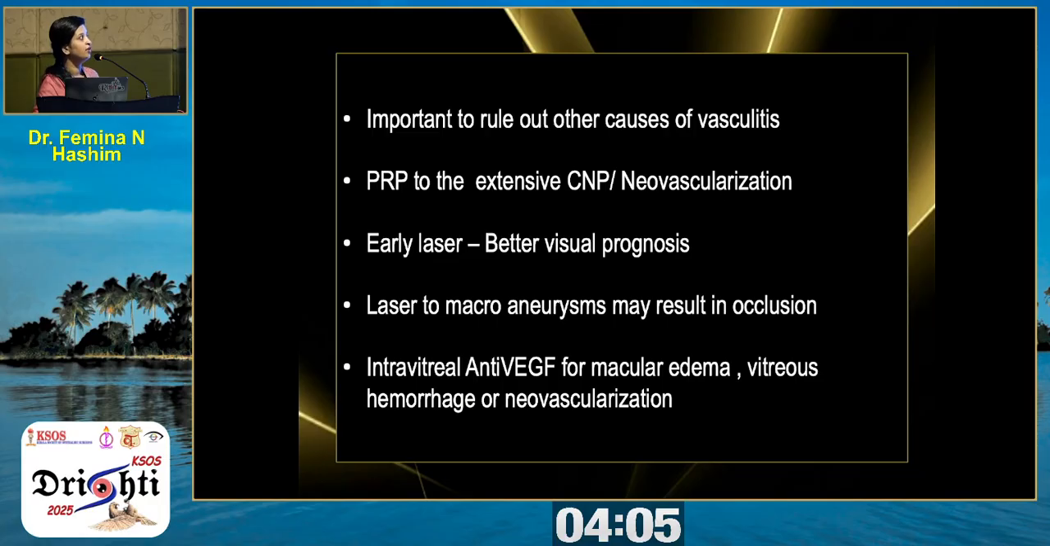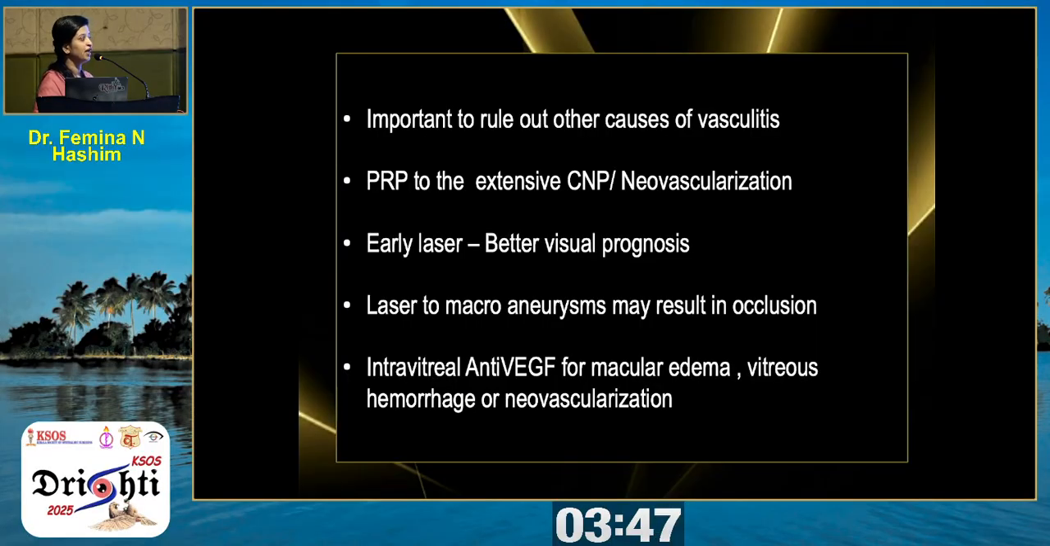So it's important to rule out other causes of vasculitis like TB and SLE. PRP for the extensive CNP and neovascularization, with early laser, gives a better visual prognosis, and laser to the macroaneurysms may result in occlusion.